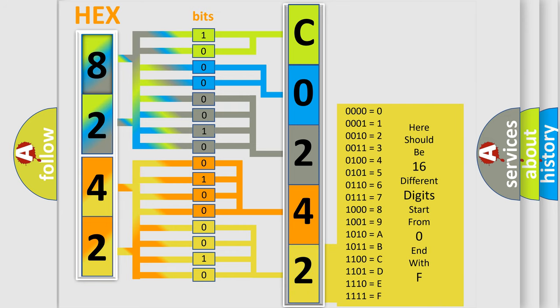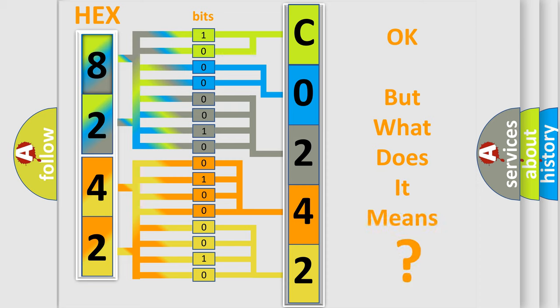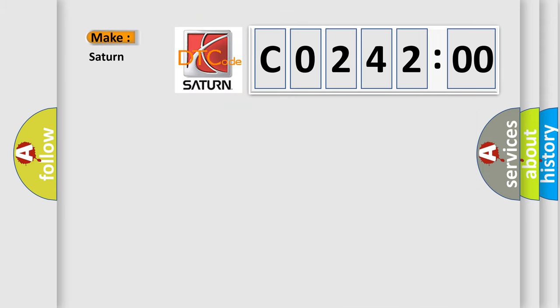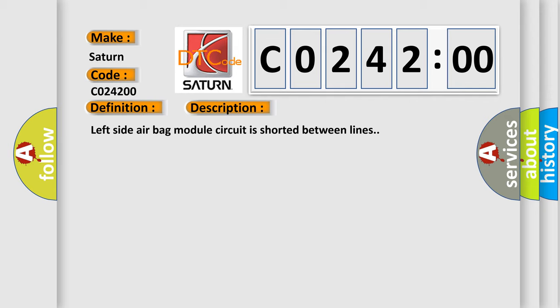We now know in what way the diagnostic tool translates the received information into a more comprehensible format. The number itself does not make sense to us if we cannot assign information to what it actually expresses. So, what does the Diagnostic Trouble Code C0242-00 specifically mean for Saturn vehicles? The basic definition is LF side airbag module. And now this is a short description of this DTC code. Left side airbag module circuit is shorted between lines.